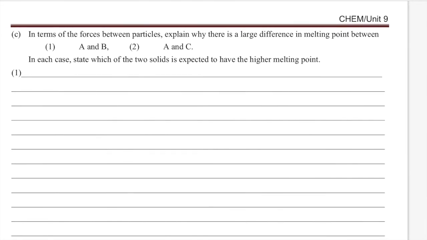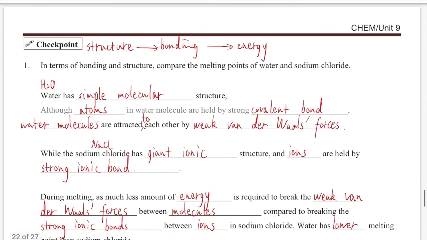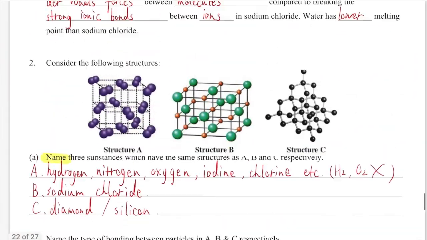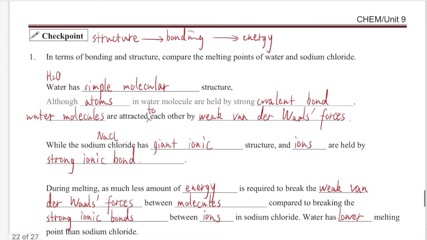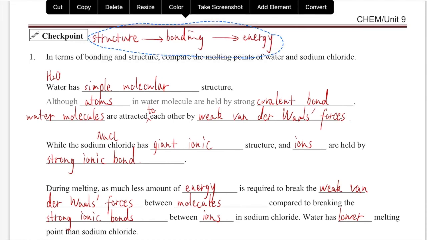Remember, just now we mentioned when we are asked to compare the properties of given substances, we need to follow the pattern, which is we name the structure first, and then we describe the bonding, and finally we compare the energy to do that. So let's use that pattern, or I copy it here to remind you that you need to follow this pattern to answer the question.